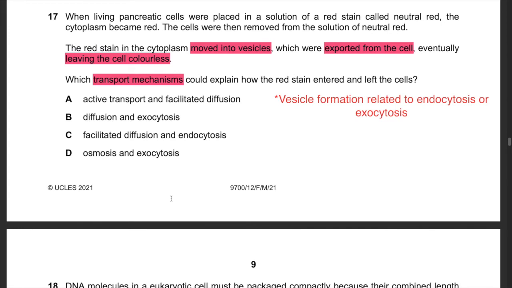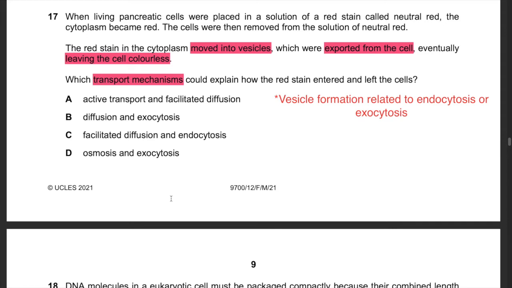Question 17. When living pancreatic cells were placed in a solution of a red stain called neutral red, the cytoplasm became red. The cells were then removed from the solution of neutral red. The red stain in the cytoplasm moved into vesicles which were exported from the cell, eventually leaving the cell colorless. Which transport mechanisms could explain how the red stain entered and left the cells?